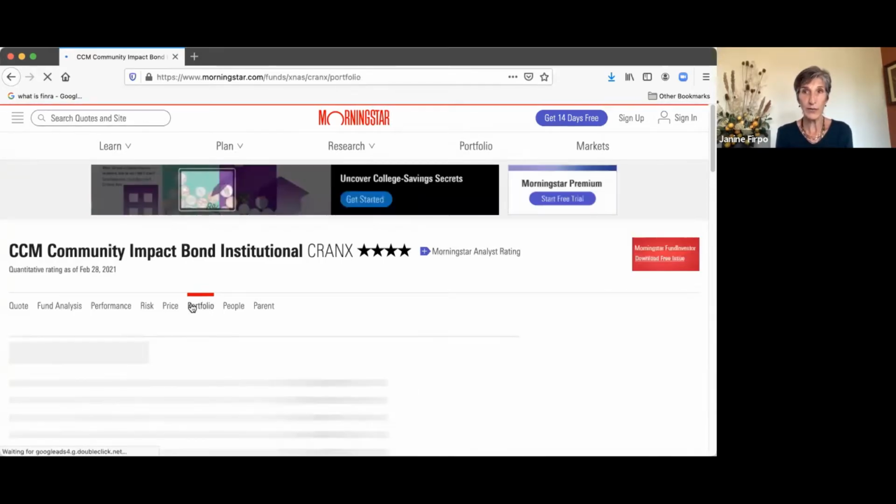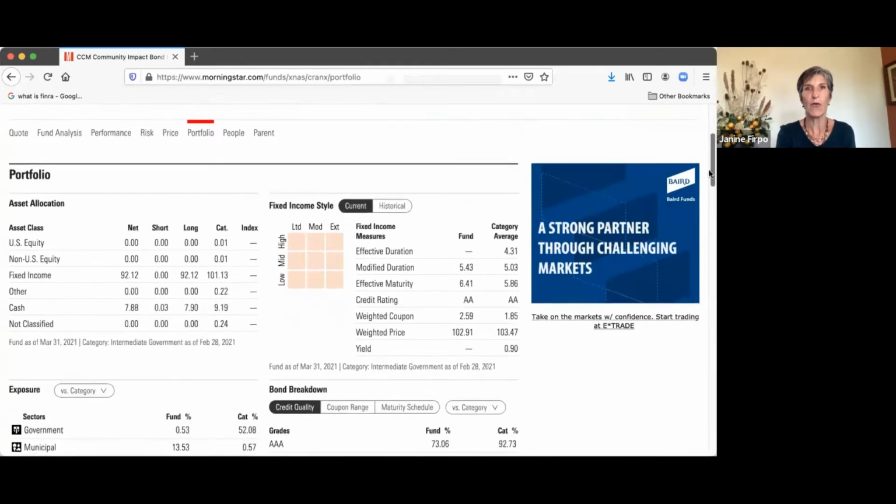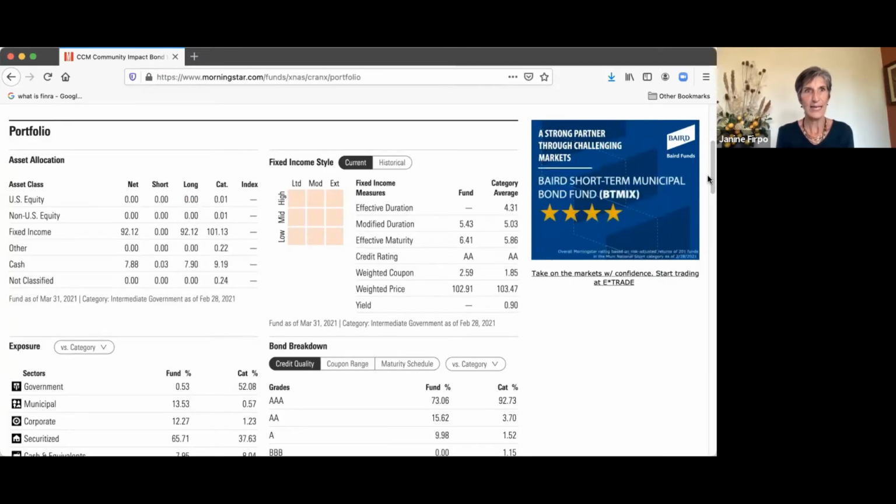The portfolio tab is full of great information. It tells you a lot about what is actually in this fund. And so we're going to go down the left side first. So what we see here is this is fixed income. It is 92% of this fund right now is in fixed income. It's in the bond market most likely. A little bit is in cash.